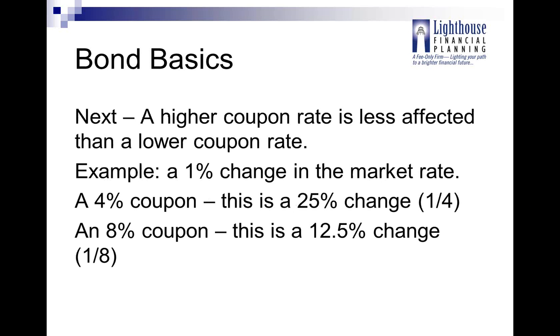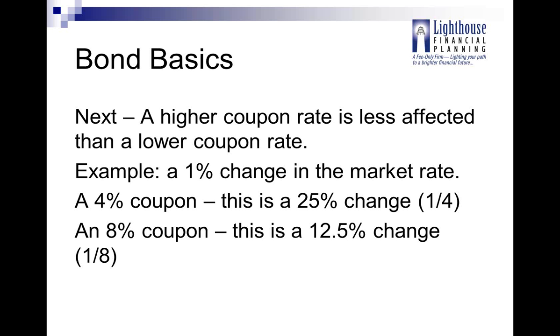So the next thing I want to talk about is the coupon rate, or the stated rate on the bond. A higher coupon rate is less affected by changes in the market interest rate than a lower coupon rate. And I have an example here. Let's say there's a 1% change in the market rate. If I own a 4% bond, that's a 25% change in interest rates.